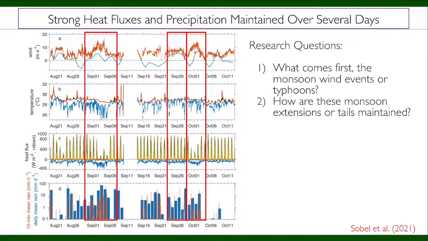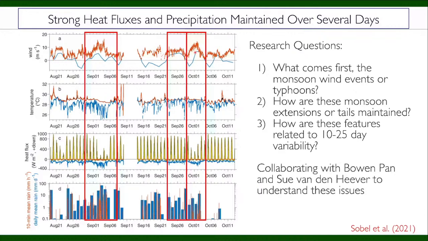How are these monsoon extensions or tails maintained over multiple days? Possibly surface fluxes and wind-induced surface fluxes help to maintain these extensions. And there's also this quasi-biweekly variability, the 10 to 25 day variability I mentioned before. We also have questions about how these monsoon extensions are related to these 10 to 25 day oscillations in this region, since that seems to be a very dominant time scale during the PISTON field campaign. So I'm collaborating with Sue van den Heever and Bowen Pan here at CSU to follow up on some of these issues.